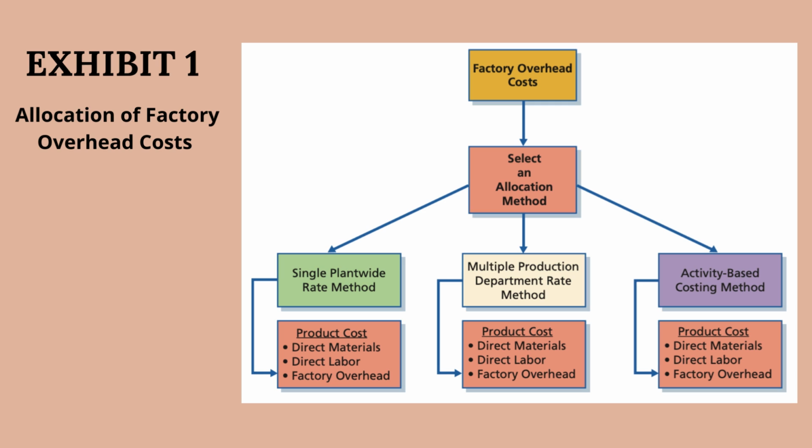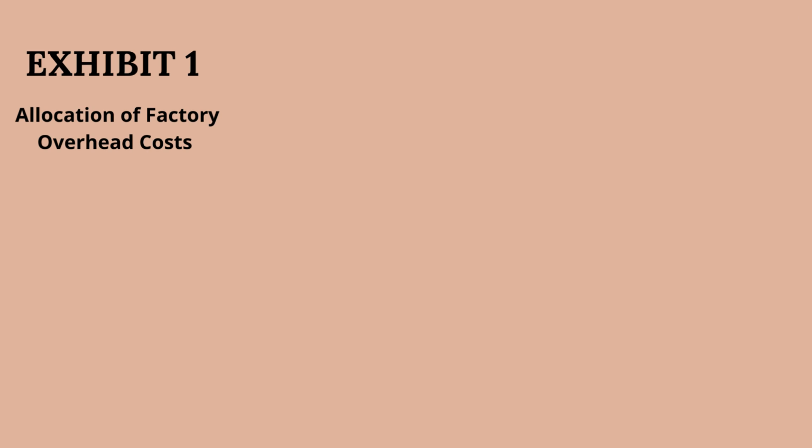The choice of which allocation method to use is important to managers because the allocation affects the product cost, as shown in exhibit number 1. Managers are concerned about the accuracy of product cost, which is used for decisions such as determining product mix, establishing product price, and determining whether to discontinue a product line.